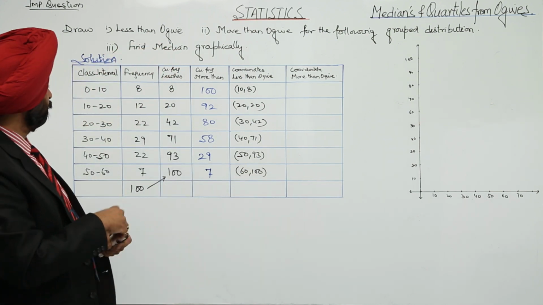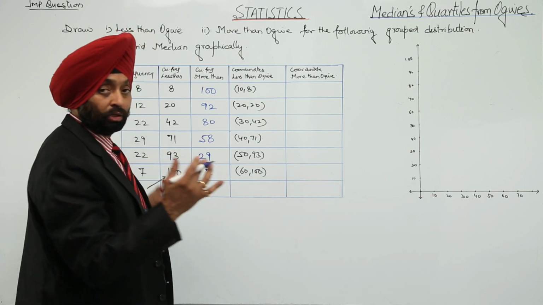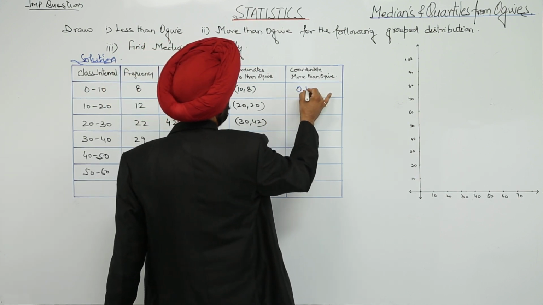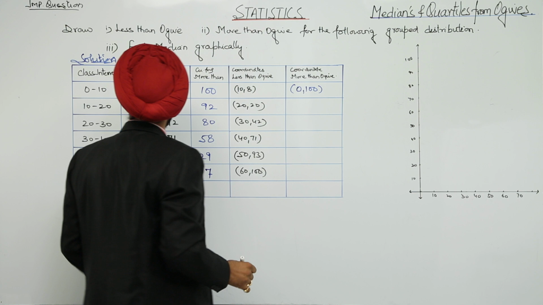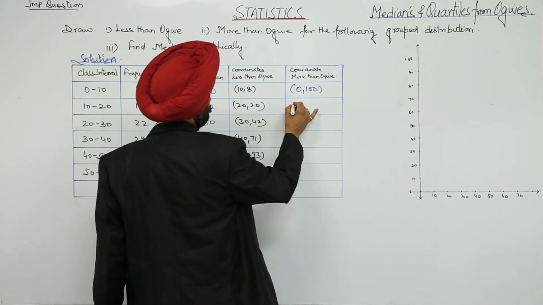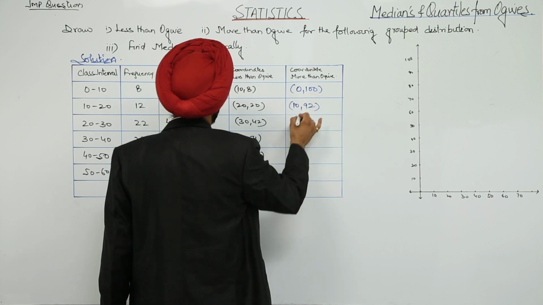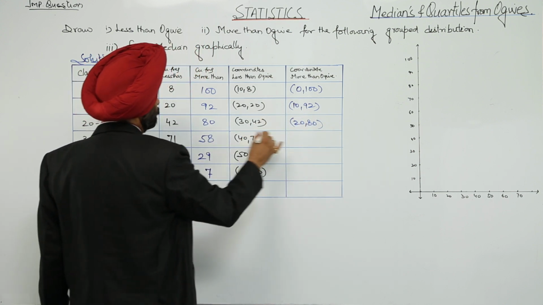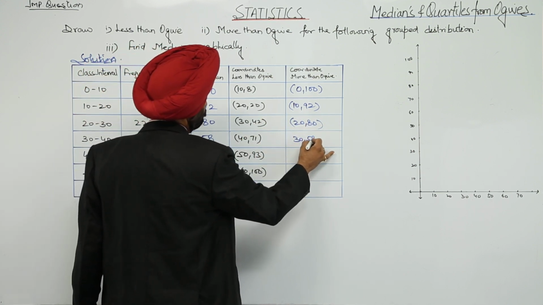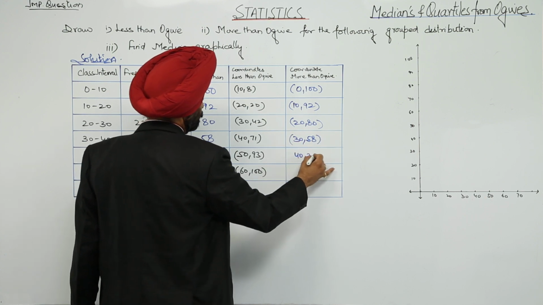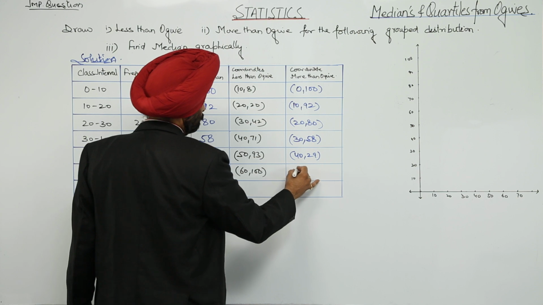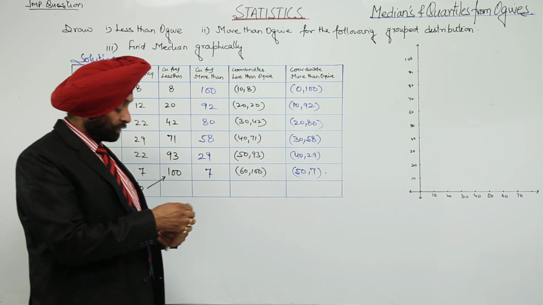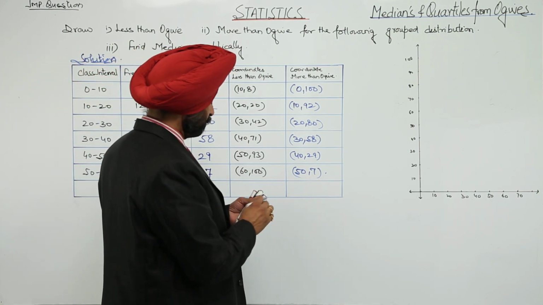Now, for more than, the coordinates will be from the lower limit. It will start from 0, so 0 with 100. After 0 we have 10 with 92, 20 with 80, 30 with 58, 40 with 29 and 50 with 7. Is it clear?